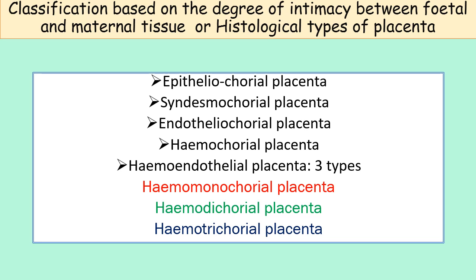Again, five different types of placenta are recognized according to the histologic relationship established between the chorion and the uterine wall. It is generally considered one of the most useful and instructive methods for functionally describing placental types, and it was proposed by Grosser. These five types are epitheliochorial placenta, syndesmochorial placenta, endotheliochorial placenta, hemochorial placenta, and hemoendothelial placenta. The hemochorial placenta is again classified into hemomonochorial placenta, hemodichorial placenta, and last one is the hemotrichorial placenta.